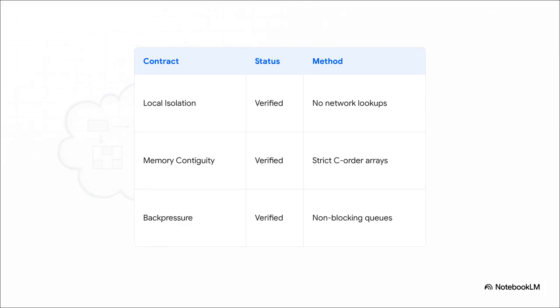So the crucial point here is captured in this compliance matrix. This isn't just a pat on the back. It's mathematical proof of their architectural contracts. They verified the local isolation, absolutely zero network lookups. They verified the memory continuity with strict C-order arrays. They even proved out back pressure control under intentional frame flooding workloads, showing that if the system gets totally overwhelmed, the queues just gracefully drop old frames and stay non-blocking. It is a 100% regression-free operation.